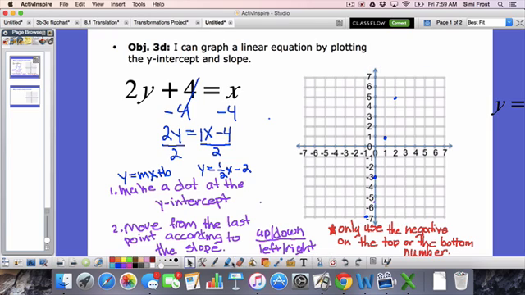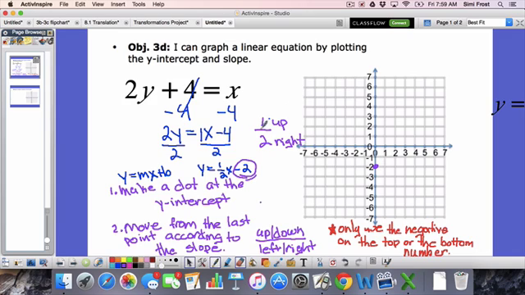Let me get rid of our last one here. We now have all the information we need to plot this. We have our slope right here, so 1 over 2. 1 positive is going to go up. 2 positive is going to go right. But we start with our y-intercept here. So I'm going to go ahead and find -2 on my y-axis.